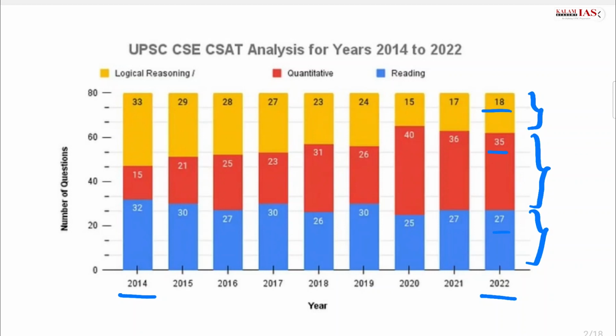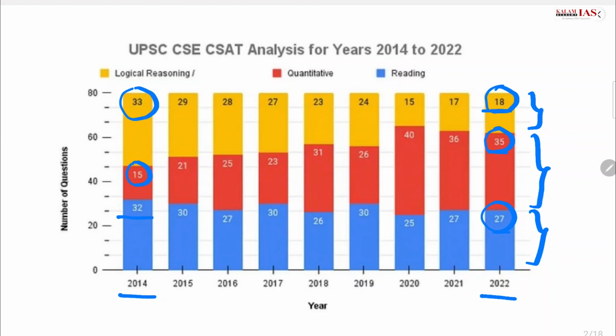And over the years you can see the number of logical reasoning questions has reduced significantly from 33 to just 18, almost a 50% reduction. And the quantitative part, the maths part, has almost doubled from 15 questions to 35 questions this year. And the reading comprehension part has been almost the same, around 30 questions. In the last 2 years it has been 27 questions.